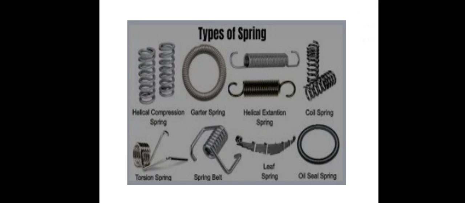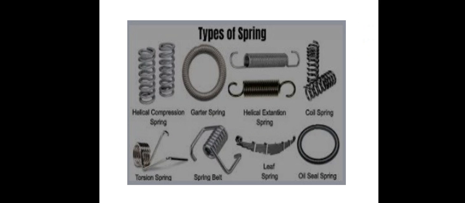Helical spring: look at these schematic diagrams and actual images of the springs. That is the helical compression spring, helical extension spring, coil spring, and leaf spring. These springs are used in a suspension system. Then torsion spring and oil seal spring. These are various application types of springs.